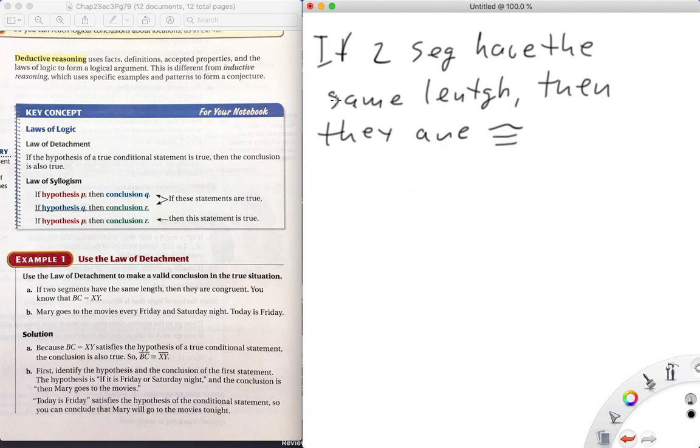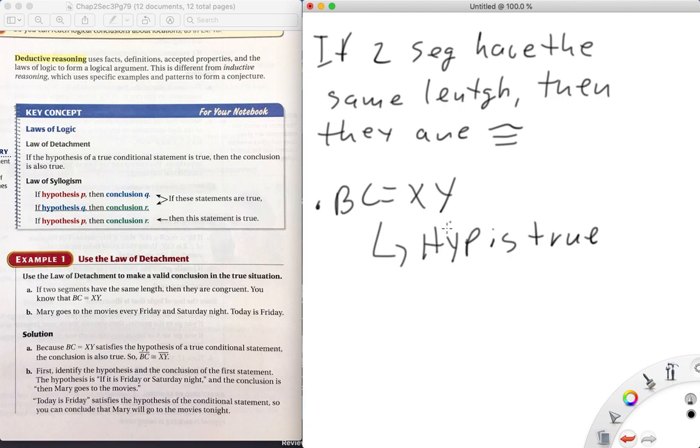Okay, that's our conditional. What are we told? We're told BC equals XY. This tells me that the hypothesis is true. So since the hypothesis is true, what can I conclude? I can conclude that the conclusion is true.